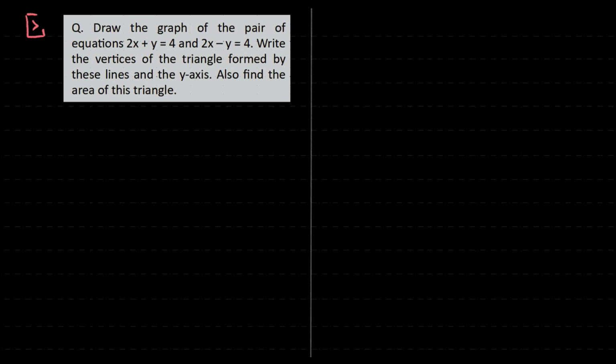Draw the graph of the pair of equations. Those are the equations. Write the vertices of the triangle formed by these lines and the y-axis. Also find the area of the triangle.